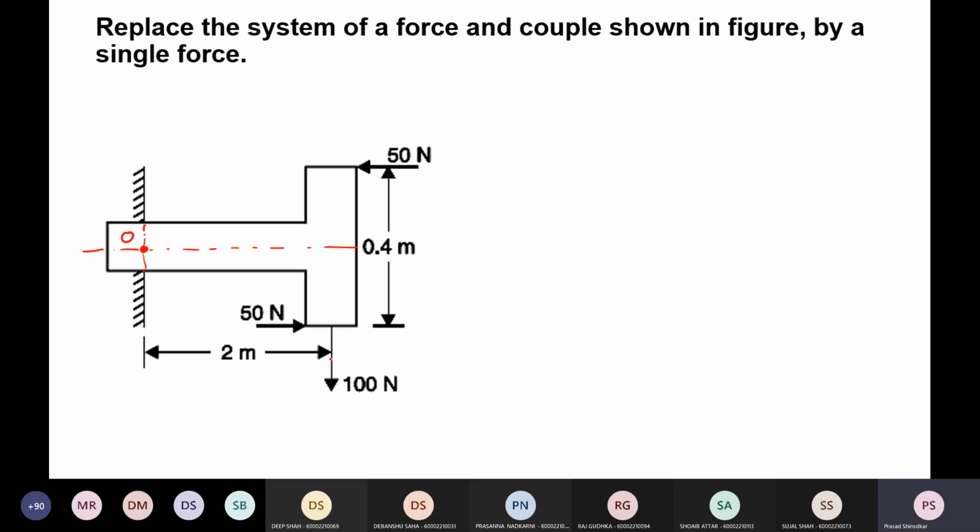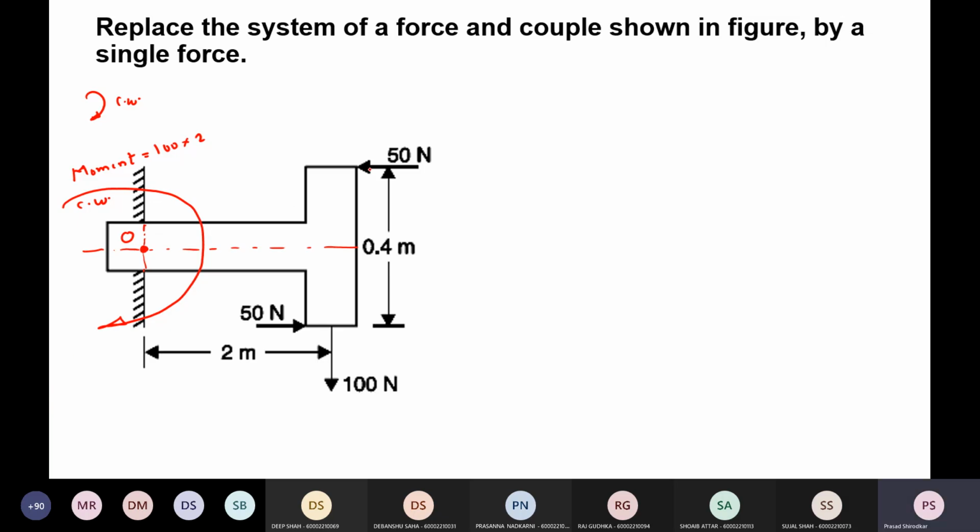Okay. So if you see this 100 Newton force, if you see the application of force, it will tend to rotate this object, this P, in this direction. Right? This will be the moment. Okay. And what will be the value of that moment? 100 into 2. Right? So this is clockwise, right? So this moment will tend to rotate the body in clockwise.